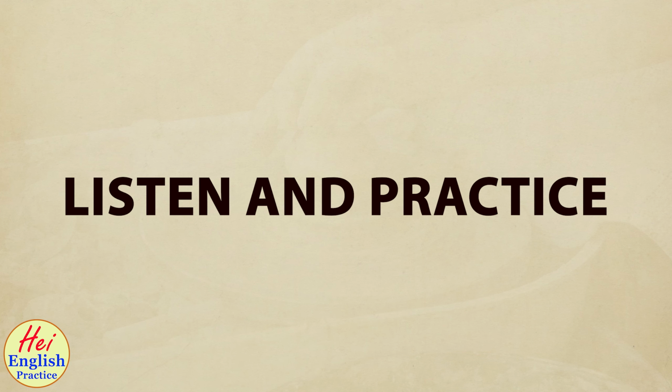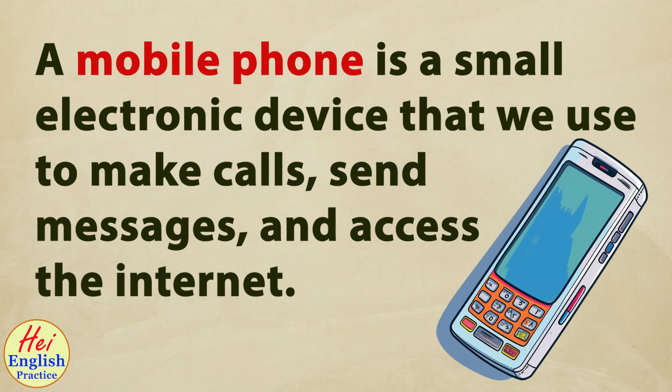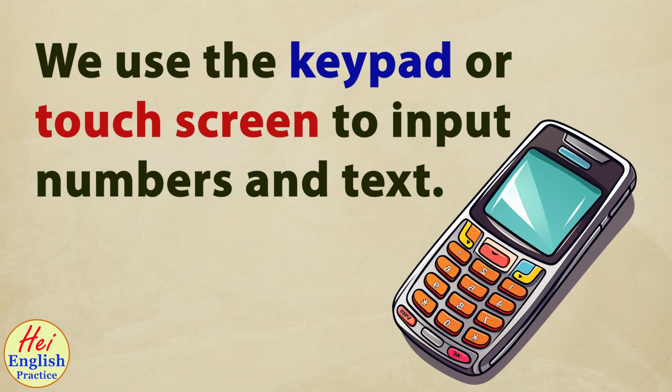Listen and practice. Mobile phone. A mobile phone is a small electronic device that we use to make calls, send messages, and access the internet. It has a screen where we can see information and interact with the phone. We use the keypad or touchscreen to input numbers and text.